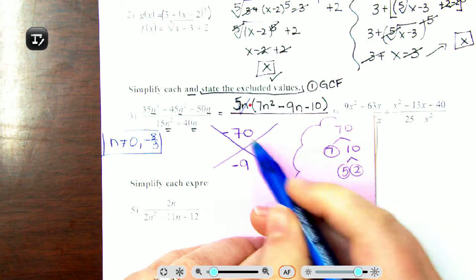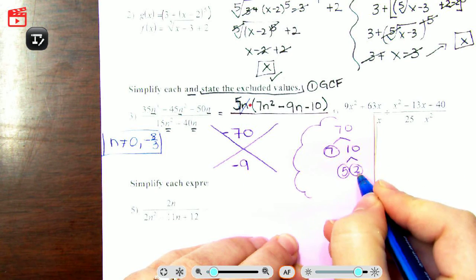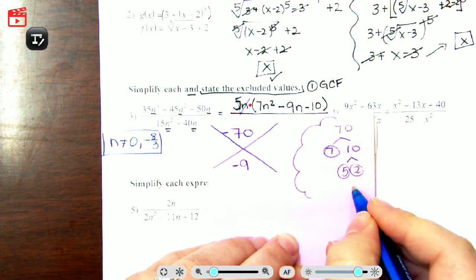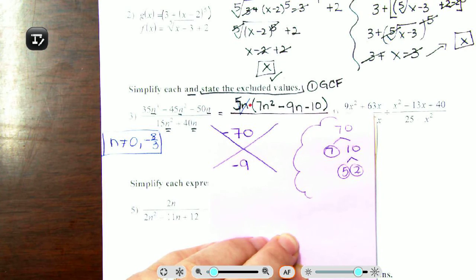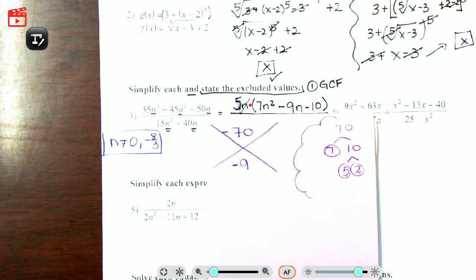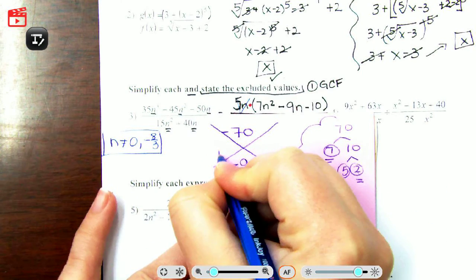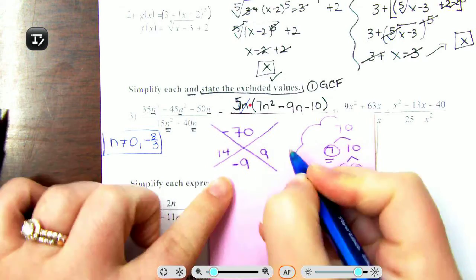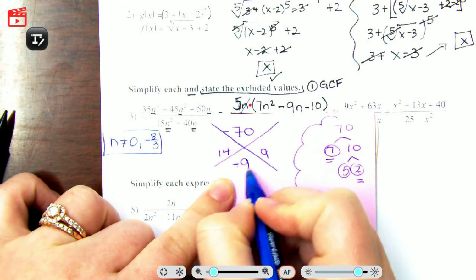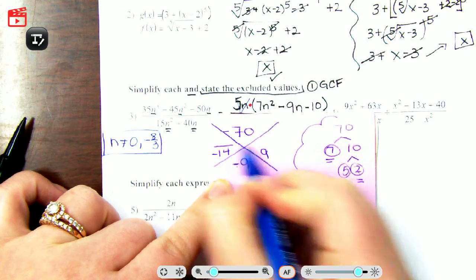So 7 times 10 is 70. 5 times 2 is 10. So I need some sort of combination of that to give me 9. Let's see here. 7 times 2 is 14 minus 5 is in fact 9. So 7 times 2, so I'm going to say 14 and 5. The 9 down here is negative, so we want a negative value on the 14.